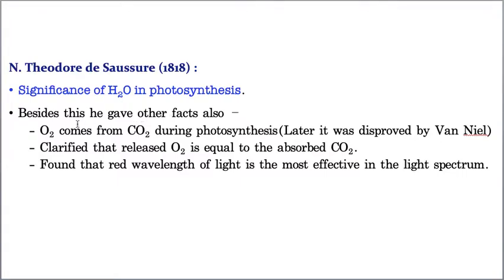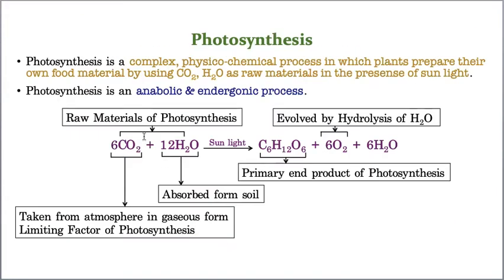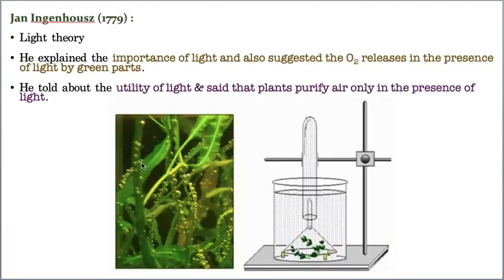What are the facts? Oxygen comes from carbon dioxide. Of course, I already proved so clearly in the introduction itself. If you want, I'll show you that also. I clearly told in the introduction itself that oxygen is released by the hydrolysis of water, but he told it is released out of the carbon dioxide. Okay, later, one second, I'll explain.